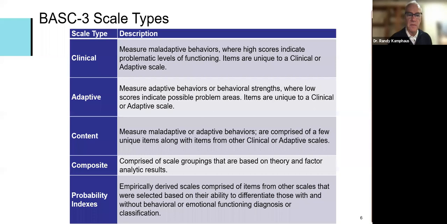Today, we're going to feature content scales, which may be used a little bit less frequently in clinical practice because they were not originally designed as featured clinical or adaptive scales on the BASC rating scales. They are equally important, however, and I'll try to explain that as best I can. Can we move to the next slide, please?